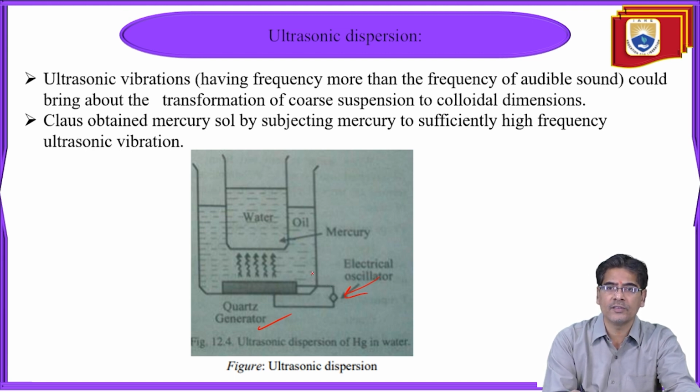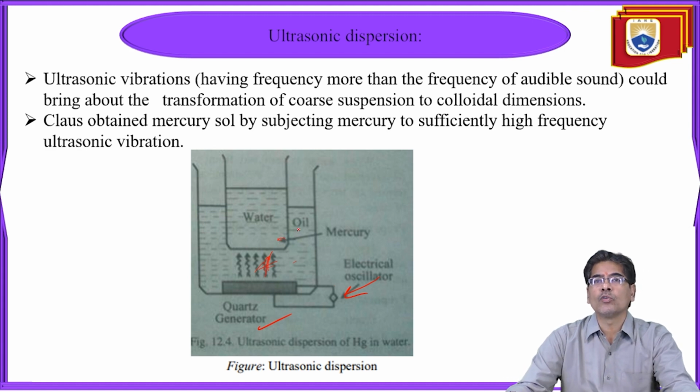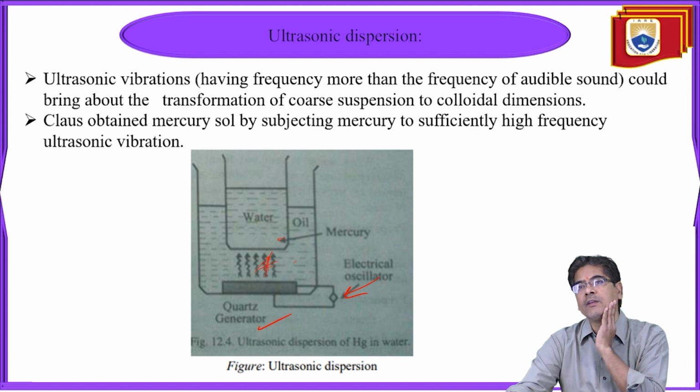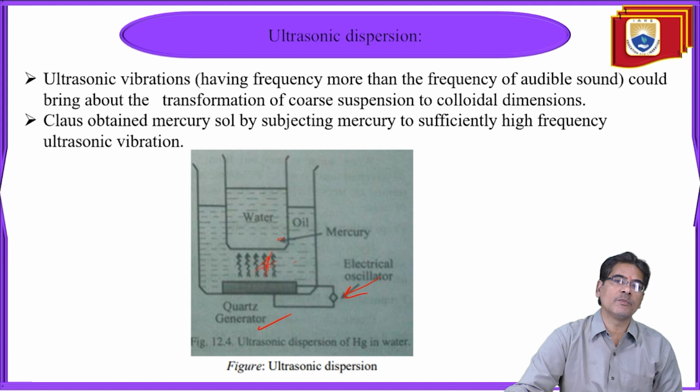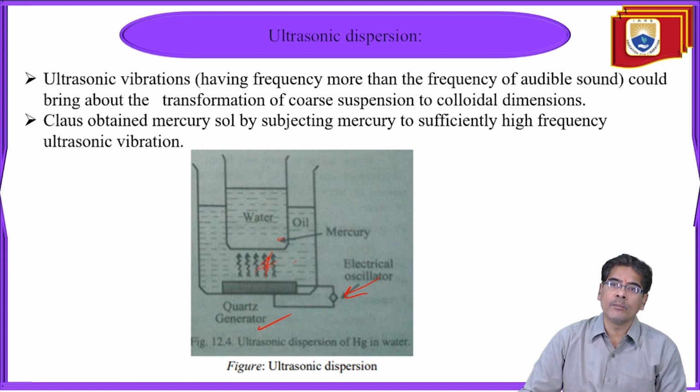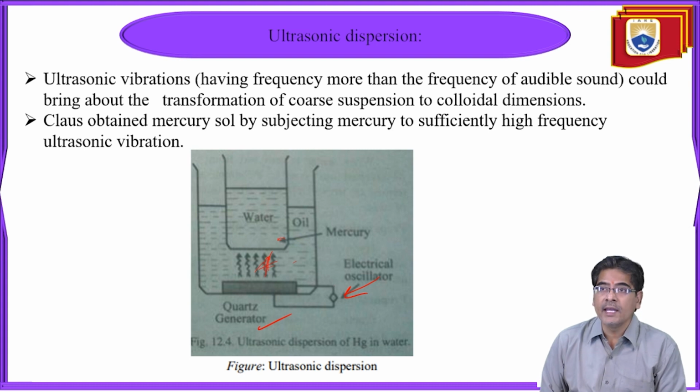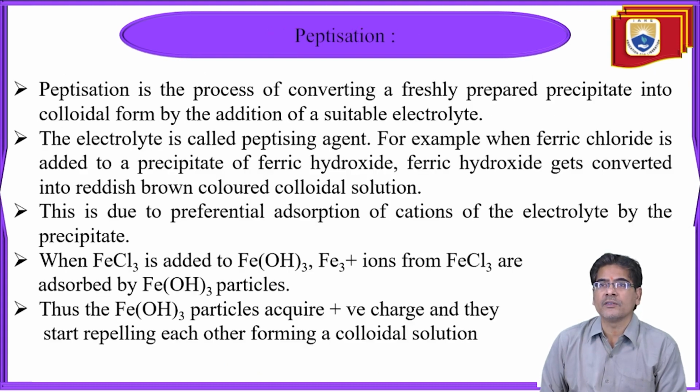Due to this electrical oscillator, the water gets heated up. This beaker is immersed in an oil chamber, containing the mercury. So ultrasonic vibrations of frequency more than the frequency of audible sound bring about the transformation of coarse suspension to colloidal dimensions. Mercury sol is obtained by subjecting mercury to sufficiently high frequency ultrasonic vibrations.